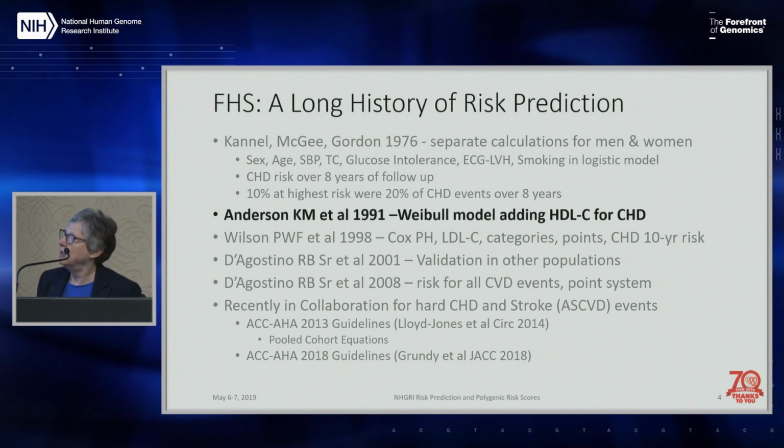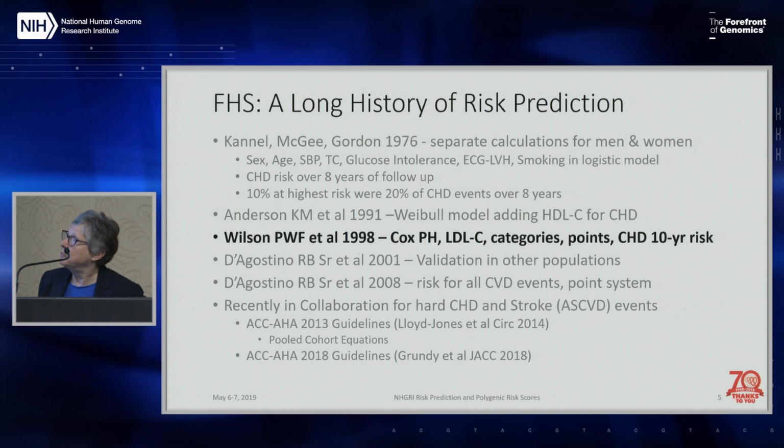So they felt that this was a worthwhile exercise. Kevin Anderson was one of the first in Framingham to bring survival analysis into risk prediction, and he used a parametric Weibull model and incorporating HDL cholesterol as well for predicting coronary heart disease. A well-known paper by Peter Wilson and colleagues used Cox proportional hazards modeling. They allowed you to consider either LDL or total cholesterol. We'll talk a little bit more about this a little bit later.